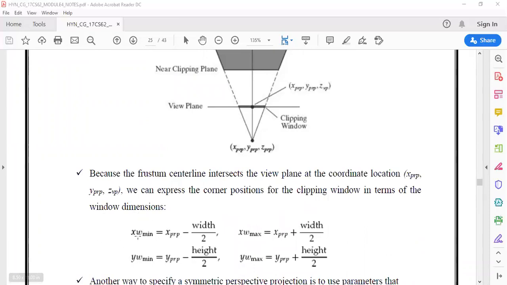Look at the formula. The formula for xw min is xprp minus width by 2, since the center is xprp. The width and height of the clipping window are reduced to half of their size. So xw min is xprp minus width by 2, and xw max is xprp plus width by 2. Next, yw min is yprp minus height by 2, and yw max is yprp plus height by 2.